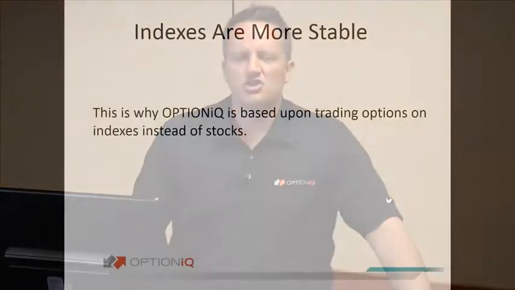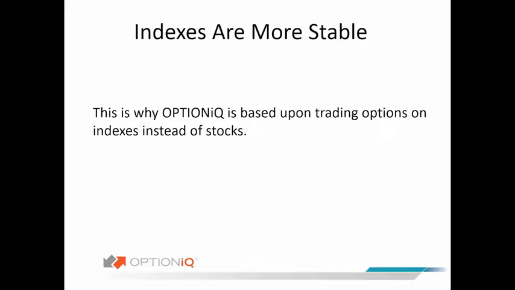We want this market to be as stable as possible. And so we're choosing to go with this larger index that has more companies. Indexes are more stable simply because of what I talked about a moment ago, and this is where we're going to place all of the trades. We're going to avoid stocks. We are not going to place this on any individual stocks.